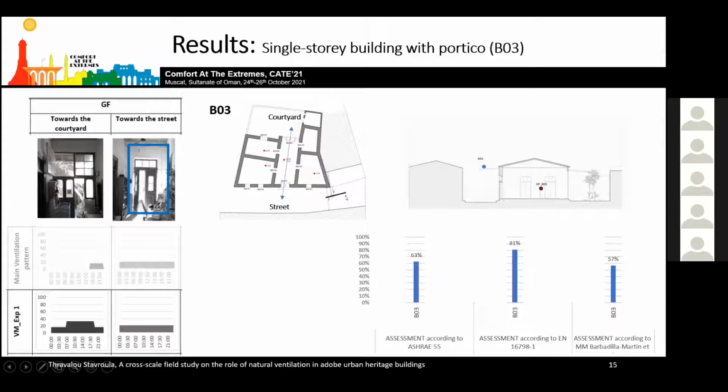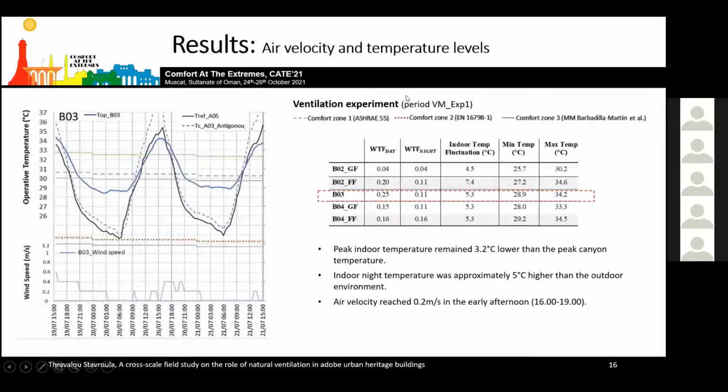Peak indoor temperature remained approximately 3 degrees lower than the peak canyon temperature, and nighttime temperatures were approximately 5 degrees higher than the outdoor environment. Air velocity reached 0.2 meters per second in the early afternoon and up to 0.4 during the afternoon, when the wind speed at the reference height is at the maximum potential.